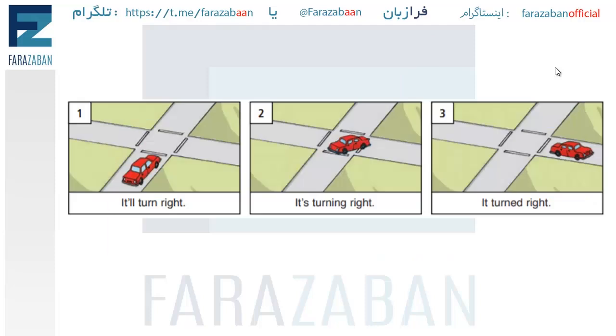Okay, so let's see. Look at number one. It's turn right. Number two, it's turning right. Number three, it turned right. Look at number one. It's near the crossroad. We are making a prediction that in the future it will turn right.